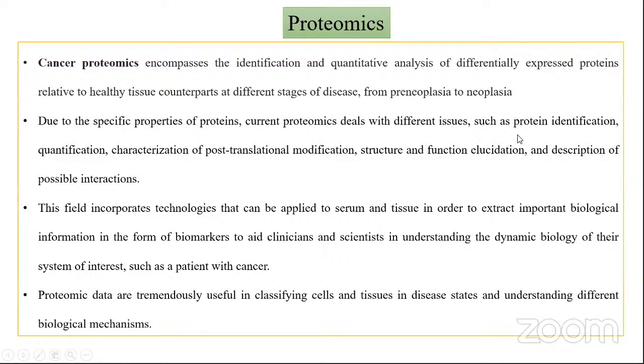We get to identify the particular protein based on the quantification and characterization of post-translational modification data: what are the structural and functional changes, or what interactions are there with respect to the protein. That overall picture comes with proteomics data sets. It has applications in biomarker studies and finding druggable targets, and proteomics-based data is also a tremendously useful technique where you can classify cancer cells or tissue in disease.